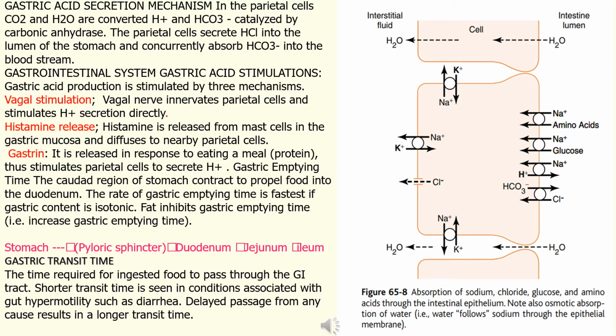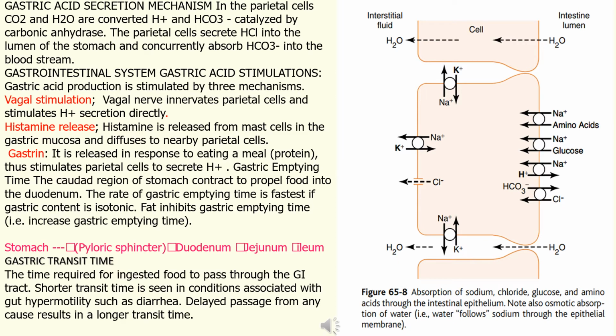Gastric emptying time: the caudate region of the stomach contracts to propel food into the duodenum. The caudate region is the tail region, which is towards the intestine. The rate of gastric emptying is fastest if the gastric content is isotonic. Fat inhibits gastric emptying, that is, it increases gastric emptying time. Stomach to pyloric sphincter to duodenum to jejunum to ileum.